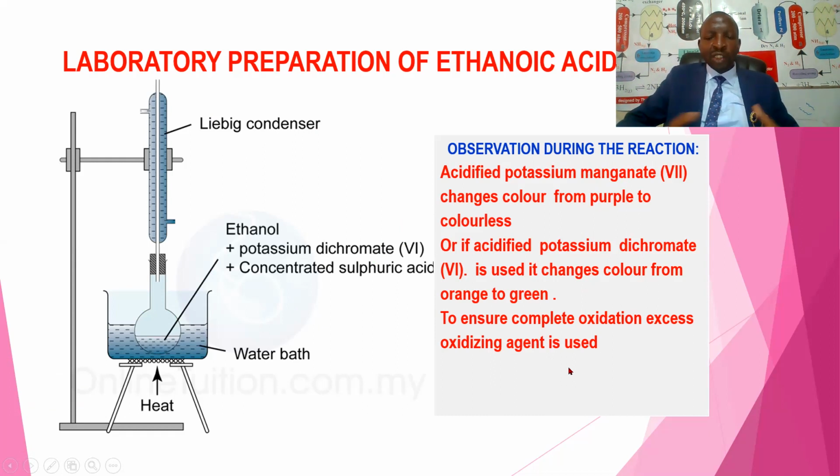So you can even be asked why we use excess oxidizing agents. Very, very important. You can even be told, name the reagents that are used in preparation of ethanoic acid. And you're going to say you need ethanol, you need acidified potassium dichromate 6, and you need sulfuric acid.